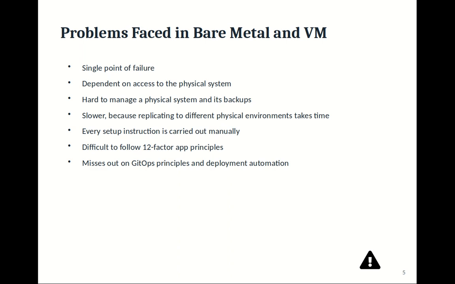Problems faced in bare metal and VM. Single point of failure dependent on access to the physical system. Hard to manage a physical system and its backups. Slower because replicating to different physical environments takes time. Every setup instruction is carried out manually. Difficult to follow 12-factor app principles. Misses out on GitOps principles and deployment automation.